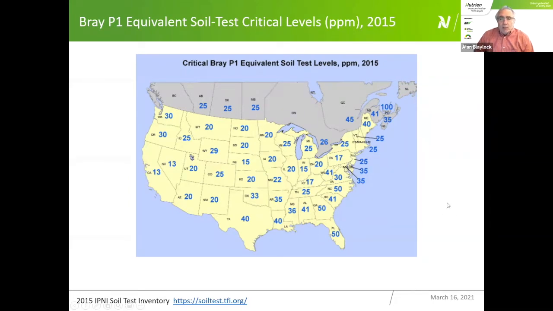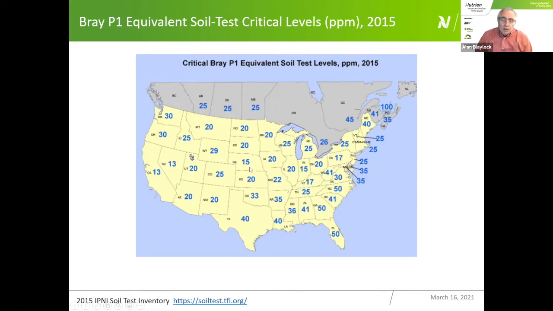So this next map is just a map of the critical levels established, the Bray P1 equivalent soil test critical levels established by the different states. It's kind of interesting to see how there's quite a bit of variation in the critical levels that those states are using. Now, the states and provinces come to this through research and correlating crop response to given soil test levels, adding fertilizer, evaluating the response, and calibrating that.